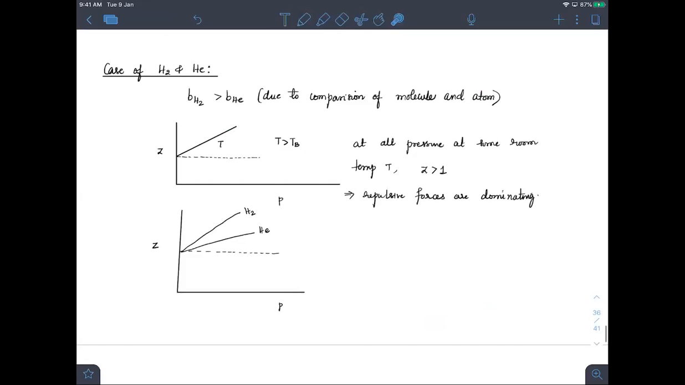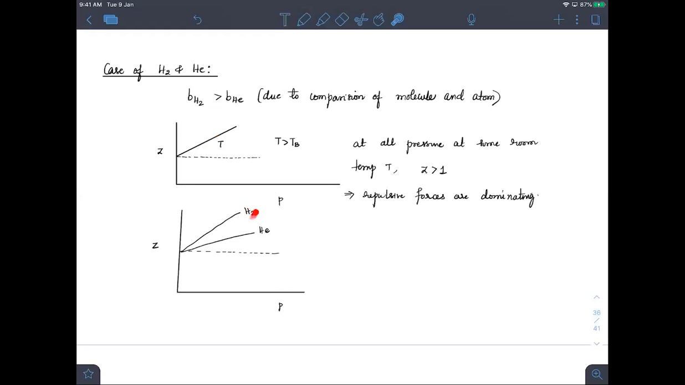Now, when it comes to hydrogen and helium gas, you can see the size of hydrogen is greater than helium. So the b value of hydrogen will always be greater than helium. And because of that, Z is always greater than 1 because its Boyle's temperature is very low. So at room temperature, we can see that the Z value is always greater than 1 for hydrogen and helium.